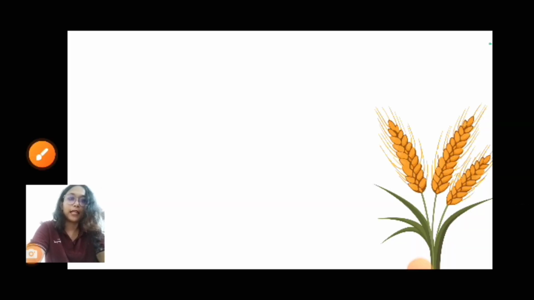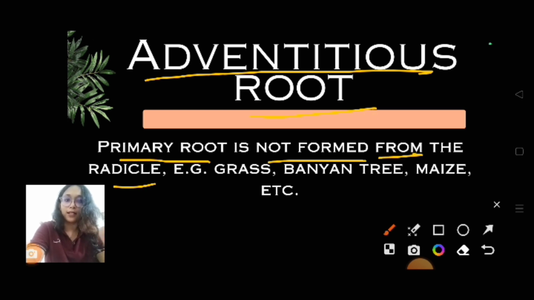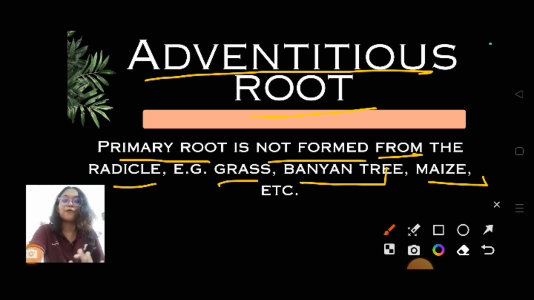Okay, then moving on to the next slide. Now the next type of root is adventitious root. Okay, the primary root is not formed from the radicle. So in both the cases, in case of fibrous root and in case of taproots, the roots arise from the radicle. But in case of adventitious root, the roots do not arise from the radicle. They will arise from a different part of the plant. Okay, for example, in grasses, in banyan trees and in maize, you can see the root does not arise from the radicle. Therefore, it is called adventitious root.